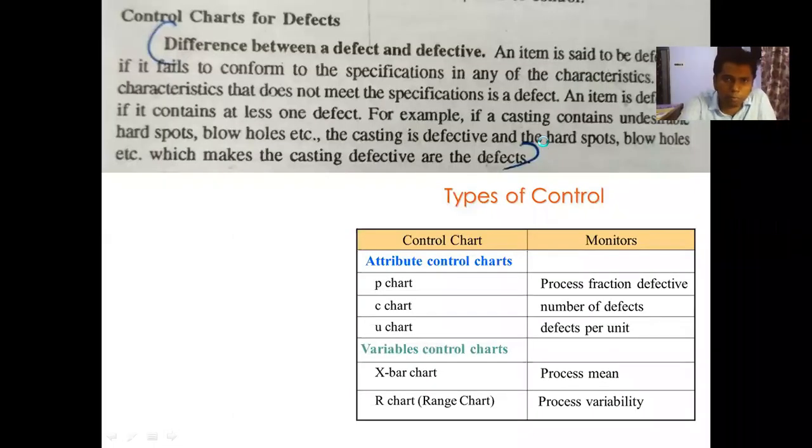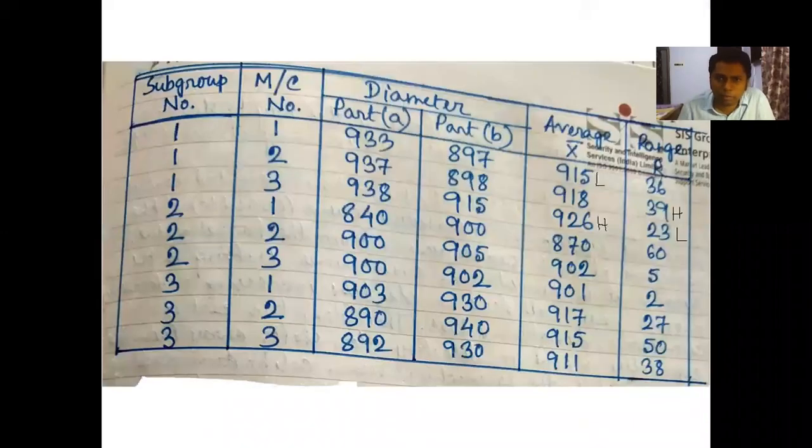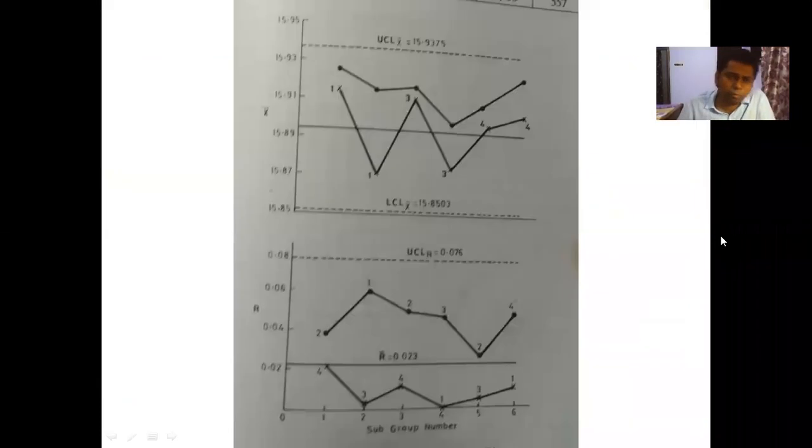And when all the x bars are done, what will be the r bar? The average of all the r will be r bar. For this you need to consider 6 subgroups. I have not given the 6 subgroups here, but the thing is absolutely the same. There is no problem.